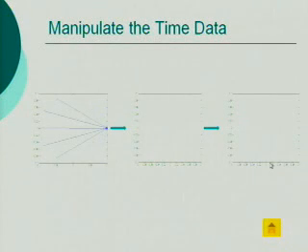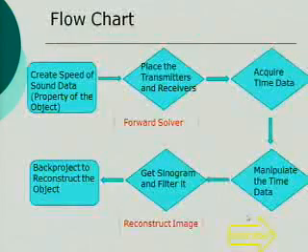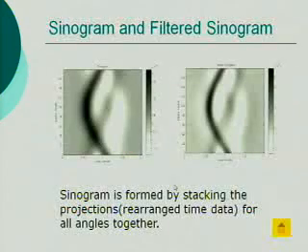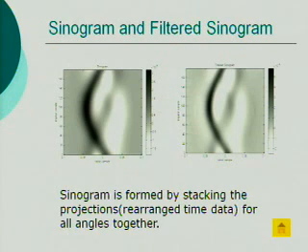Then we need to do one step further for the third one. We need to do interpolation in order to make each row of the matrix contain the time of those parallel paths that are evenly spaced for each specific angle. So after we manipulate the data, we can get the sinogram. The sinogram is formed by stacking the projections for all angles together.